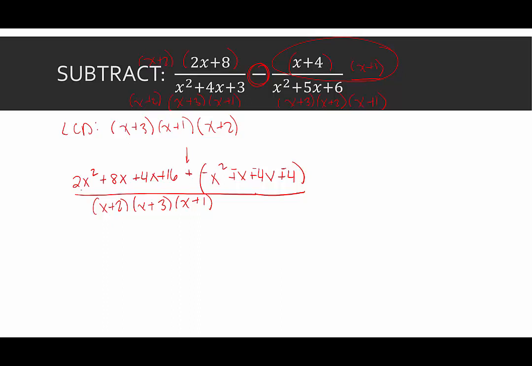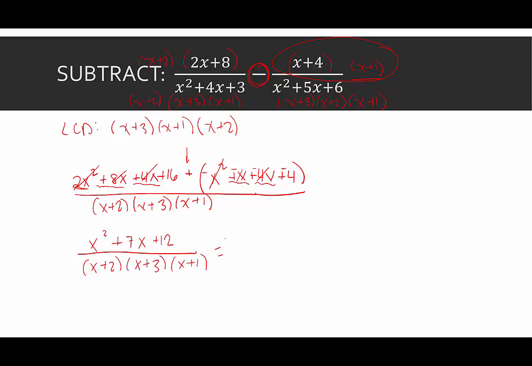Okay, now we can look for like terms. We have 2x squared and negative x squared, so that would be x squared. I'm just going to cross those out so I don't look for them again. We have 8x plus 4x is 12x, minus x is 11x, minus 4x is plus 7x. Okay, these are done. And then our constants, we have 16 and negative 4, that would be plus 12. So all this is going over x plus 2 times x plus 3 times x plus 1.